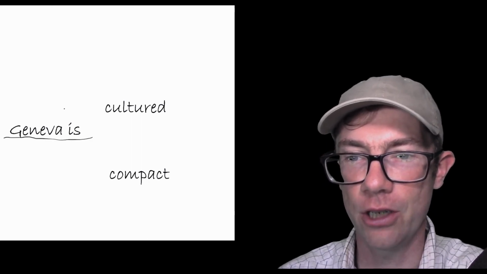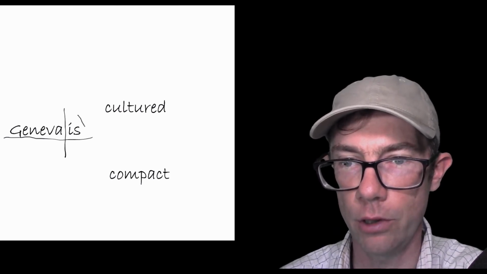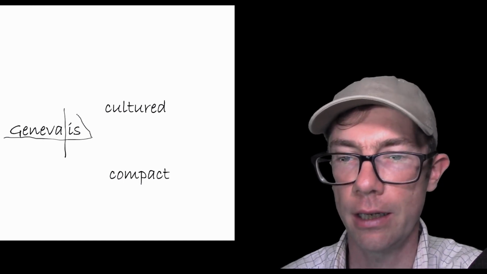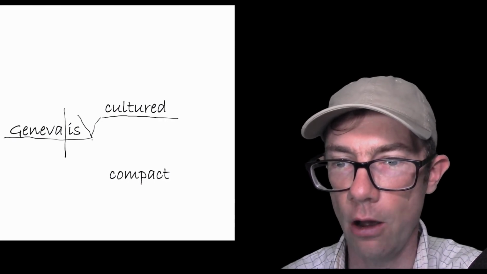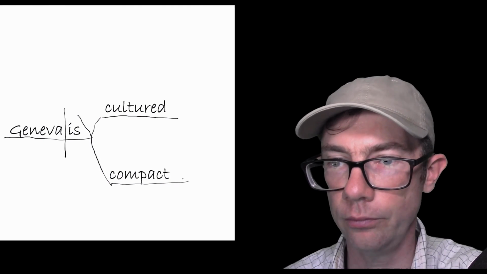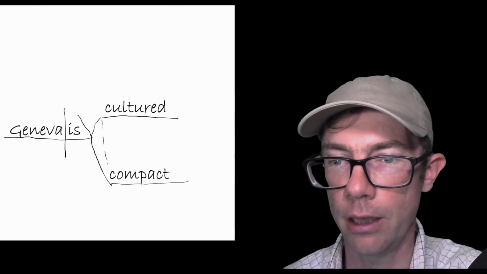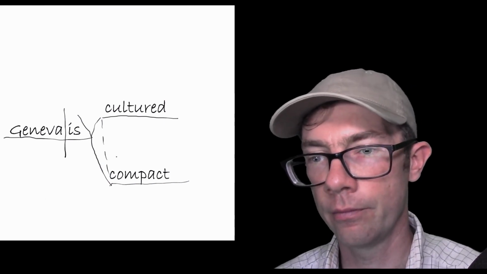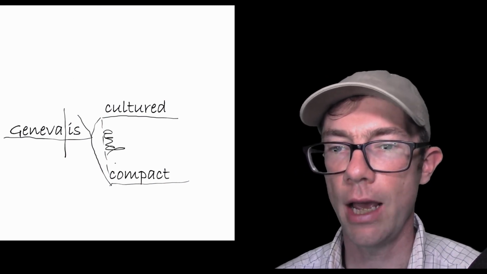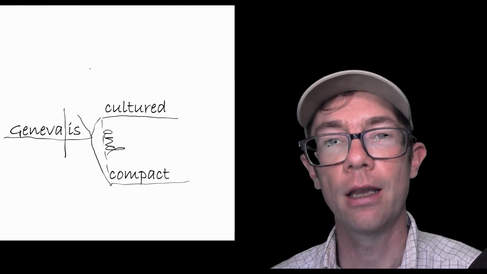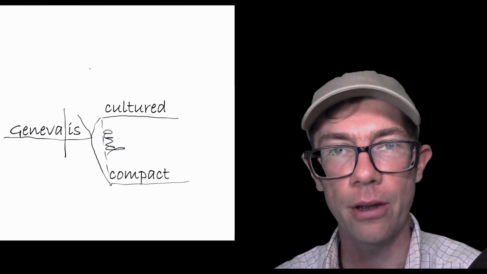Geneva is. Subject, is. Predicate line. Can't have a direct object. No direct object line. What we have instead is a line that points back to the subject, indicating that what follows are subject complements. Geneva is cultured, compact. How are these two words related? They're related by the conjunction and. How do I do that? Geneva is cultured and compact. There we have it. Your turn now. I hope you enjoy diagramming some very fun compound adjectives.